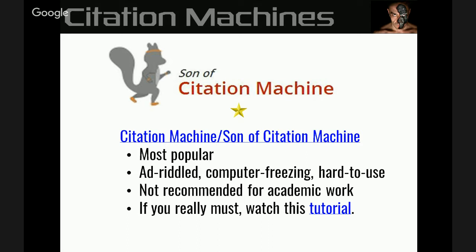Today, the Son of Citation Machine contains more ads than virtually any other citation machine. It freezes your computer and often covers the work that you need. We don't recommend it for academic work. Although the Son of Citation Machine is one of the few citation machines that provides some help on in-text citations as opposed to only the reference citation format, it is very, very difficult to work with.